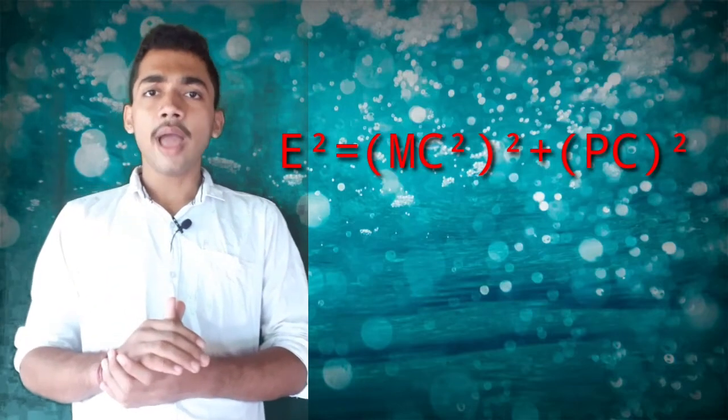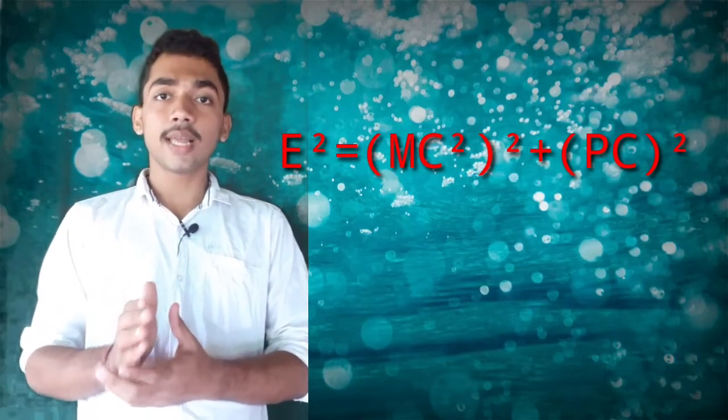The real or the complete equation is E² = (mc²)² + (pc)². Here p is the momentum of any particle whose energy we are going to calculate.